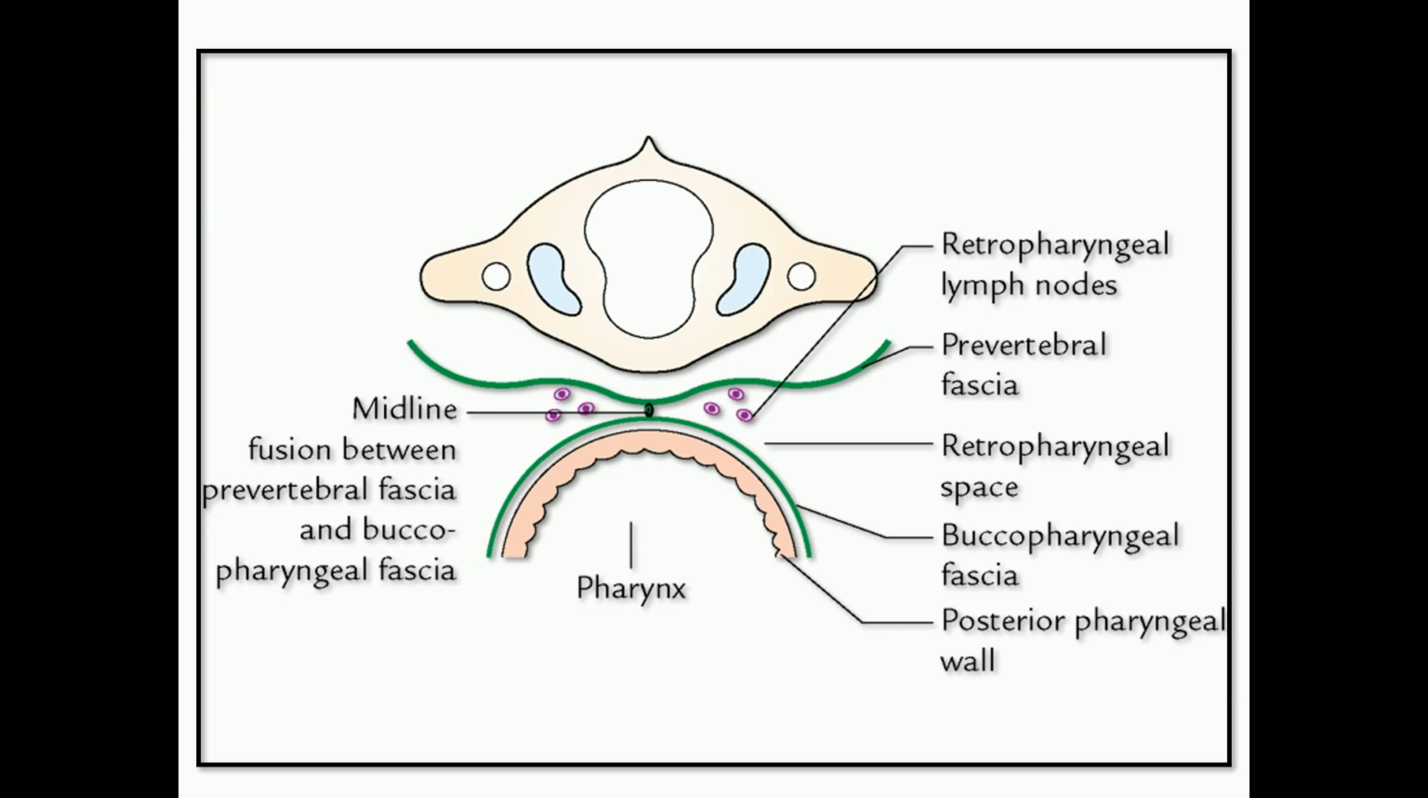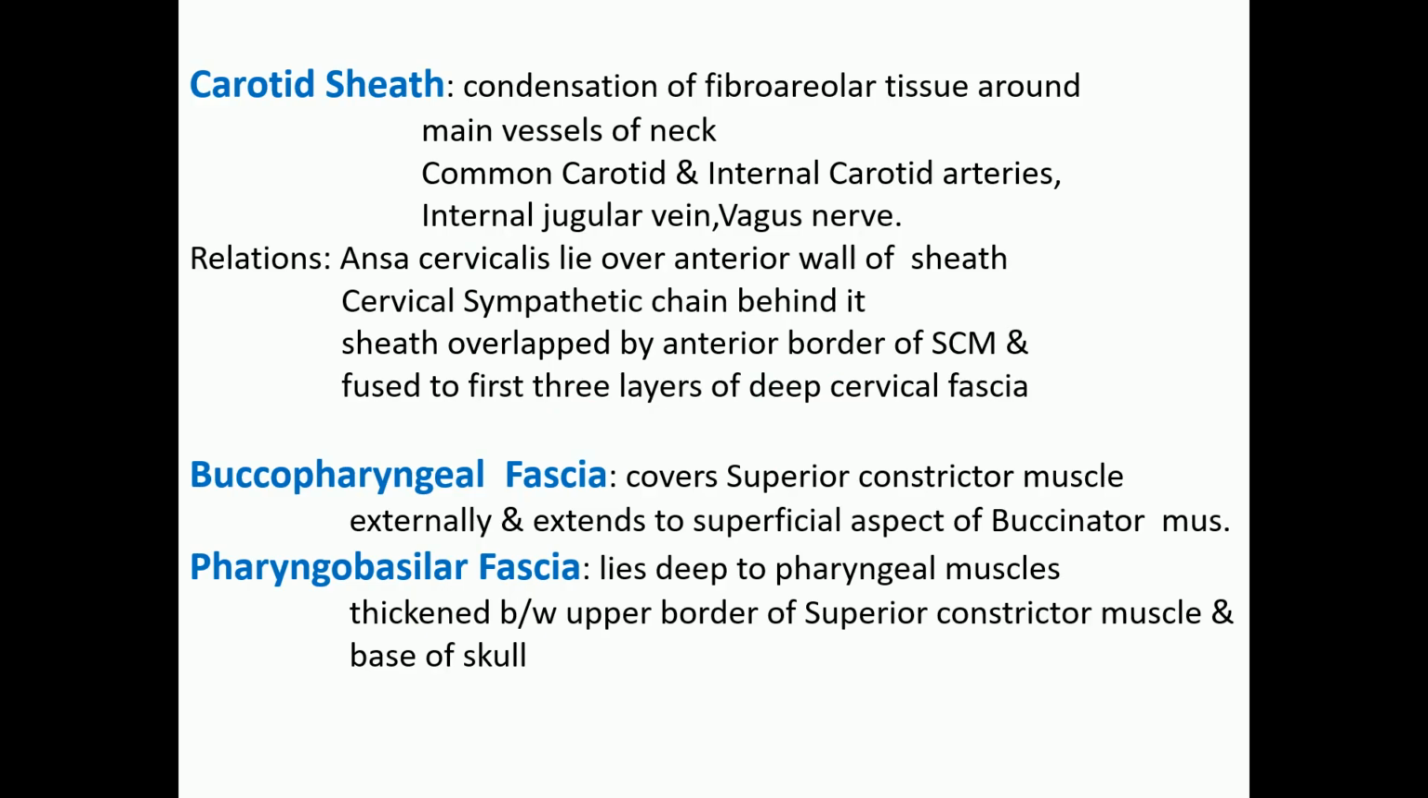Now other derivatives of the deep cervical fascia. This includes the carotid sheath, buccopharyngeal fascia and pharyngobasilar fascia. First of all, the carotid sheath. It is a condensation of the fibroareolar tissue around the main vessels of the neck. And which are the main vessels? These are the common carotid artery and internal carotid artery, and the vein is the internal jugular vein. And in between this artery and vein on the posterior aspect, the 10th cranial nerve is situated, that is the vagus nerve.